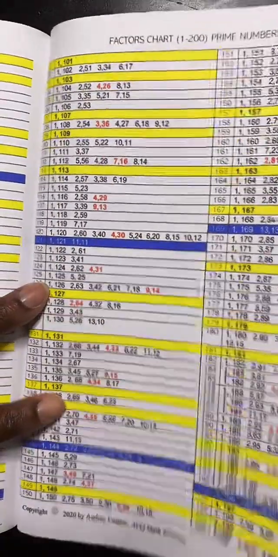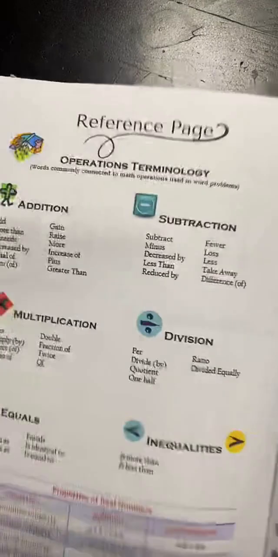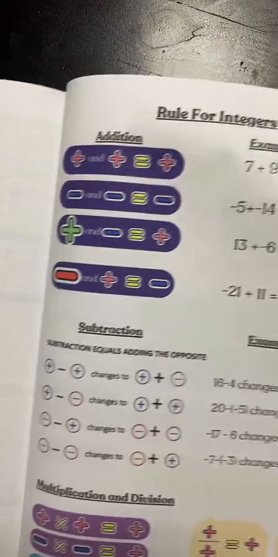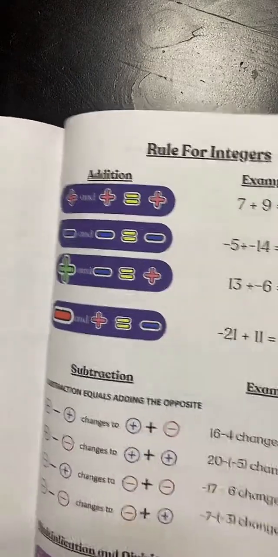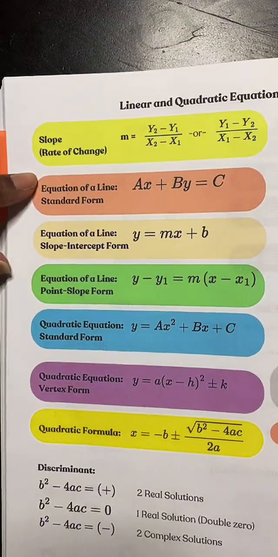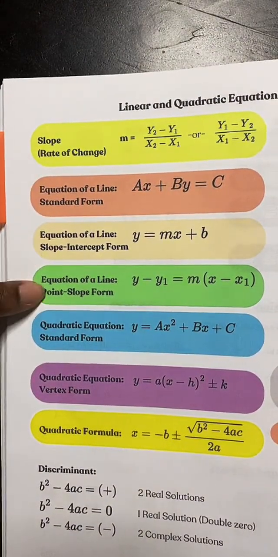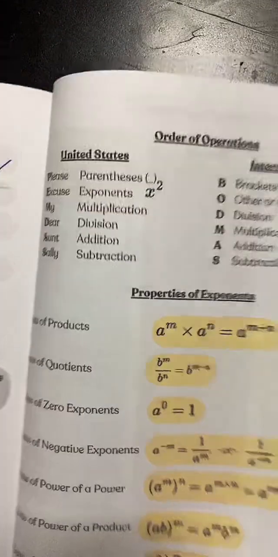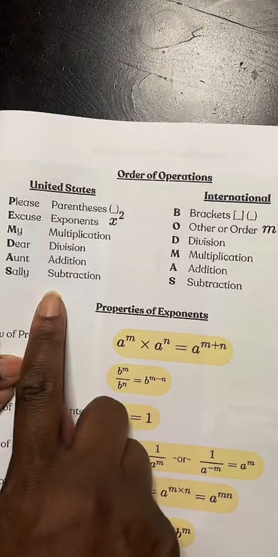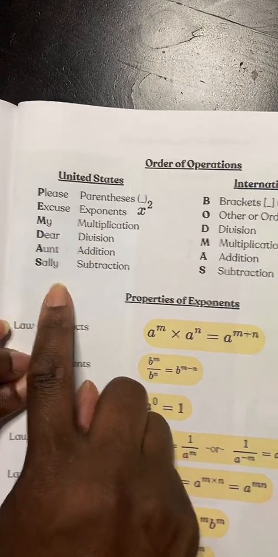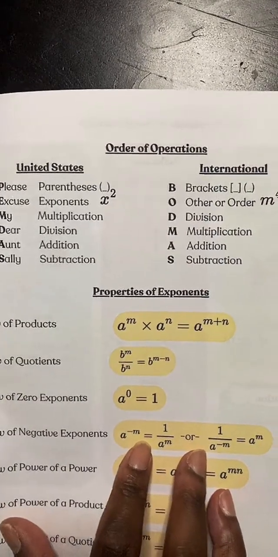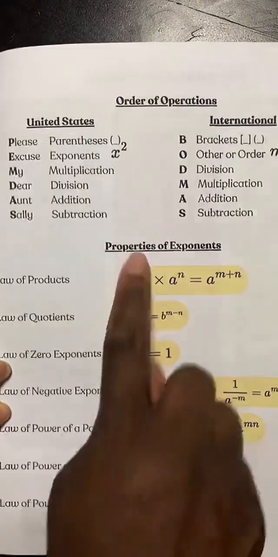So I have some of the basic math concepts, like the most common words used in word problems. We have the rules of integers, as well as the equations of lines, slope-intercept form, point-slope form. We have some quadratic stuff here, as well as, someone asked me about PEMDAS, and also the international way of finding your order of operations. That is here as well.